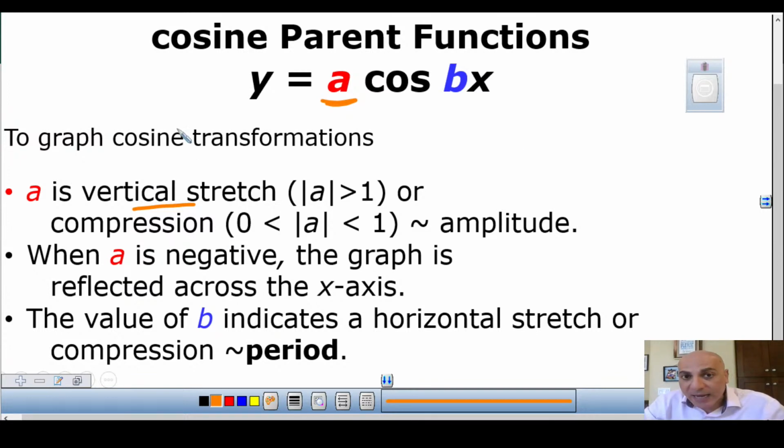So the A tells you if you have a vertical stretch or compression. And also, by the way, don't forget that the A also tells me the amplitude. How high can it reach? How low can it go? And remember, the parents only have A equals 1. That's why the maximum they could reach is 1, and the lowest they could reach is -1.